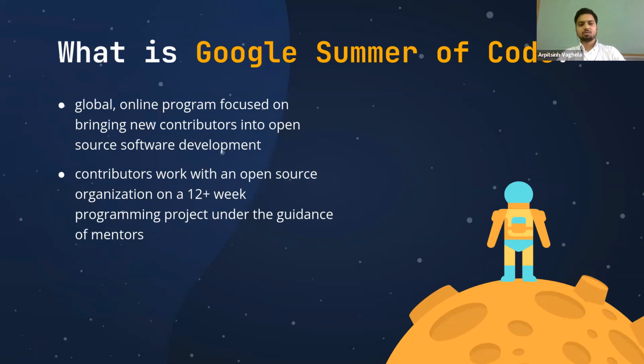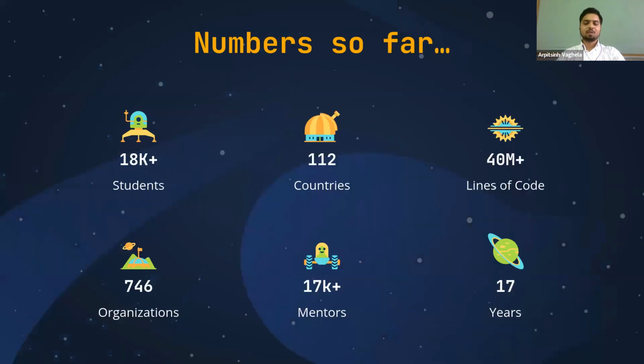I hope things are clear so far. So in Google Summer of Code, you get around 12 weeks of contribution. It is like 10 weeks of contribution, plus there are some pre-selection and post-selection things that go on. Okay, so these are the numbers that Google Summer of Code has reached so far.